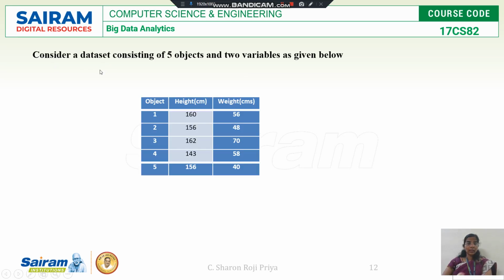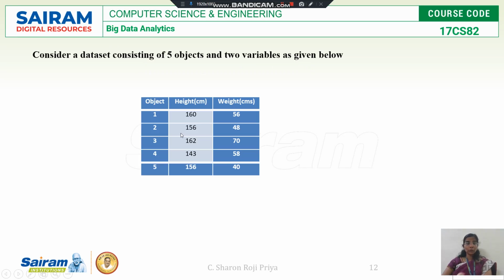So we will discuss an example. This is the data set given. You are given 5 objects, and you are supposed to cluster them. So consider the data set consisting of 5 objects and 2 variables as given below. You have to make clusters.